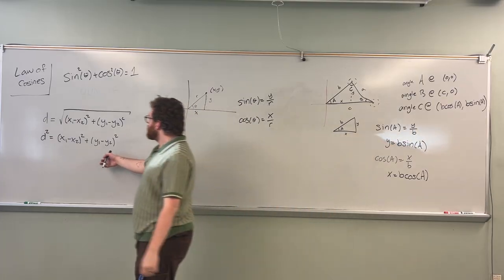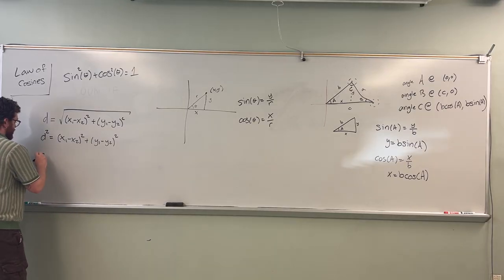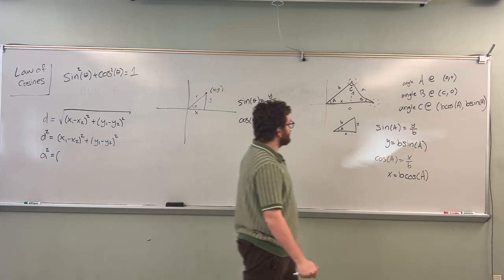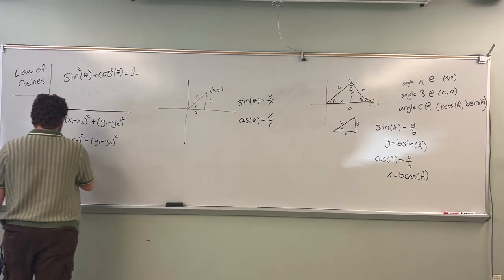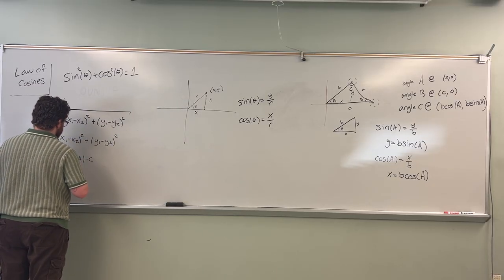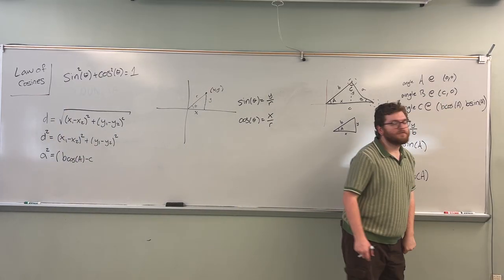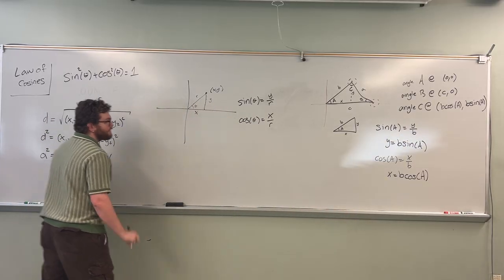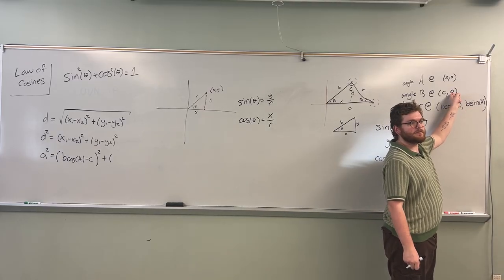So I can rewrite this distance formula in terms of our triangle over here. I have that a squared equals the difference in x coordinates. So I subtract my x coordinates. So that's going to be b cosine a minus c. B cosine a minus c, that's the difference in x values. I square that, and then plus the difference in y values. It's going to be b sine a minus 0.